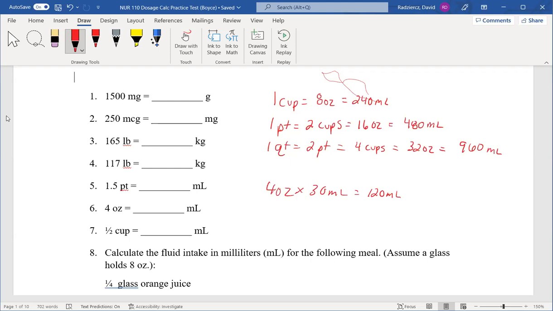Like, where's the label? Where's the conversion? But notice that I didn't sit there and go, okay, half a cup, what am I going to multiply and convert? I didn't take any unnecessary steps. The first question I asked was, I know that a cup is 8 ounces, and half of 8 ounces would be 4 ounces. So 6 and 7 are basically the same question.